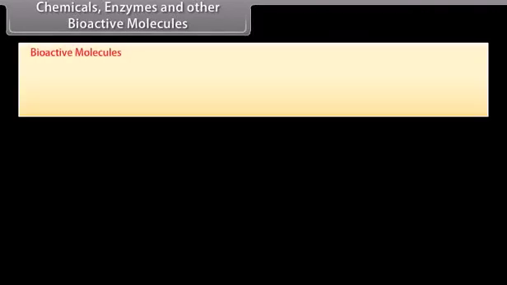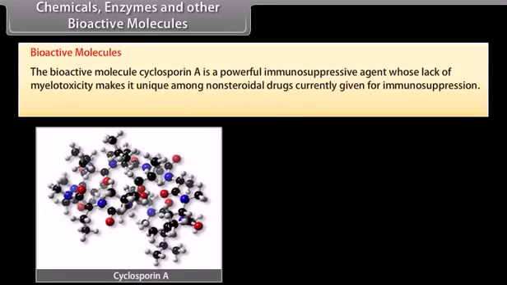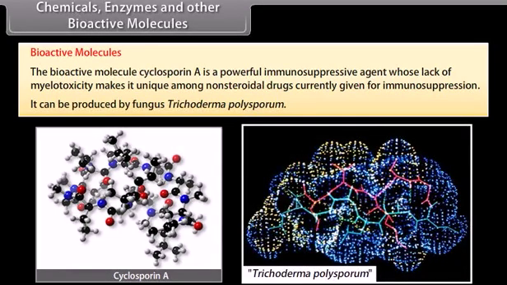Bioactive molecules. The bioactive molecule cyclosporin A is a powerful immunosuppressive agent whose lack of myelotoxicity makes it unique among non-steroidal drugs currently given for immunosuppression. It can be produced by the fungus Trichoderma polysporum.